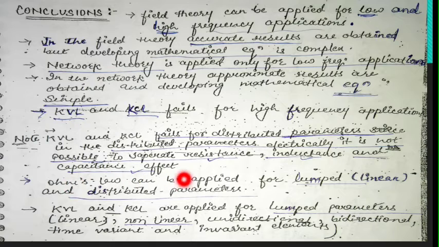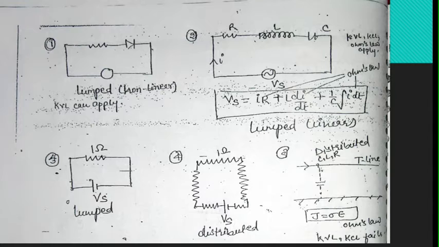Now see, Ohm's law can be applied for lumped, linear and distributed parameters. So only here Ohm's law can be applied. Okay, KCL and KVL are applied for lumped parameter, non-linear or linear, unilateral, bilateral, time variant and invariant systems only. The KCL and KVL equations are applied there.